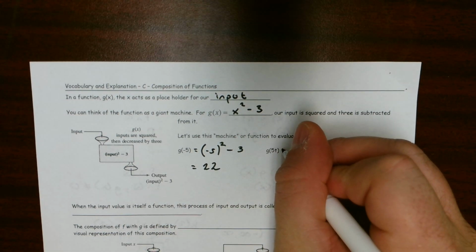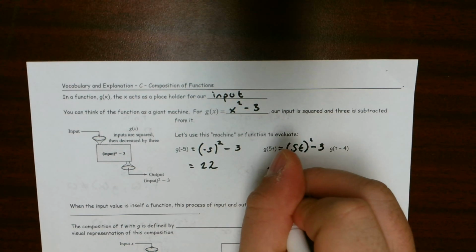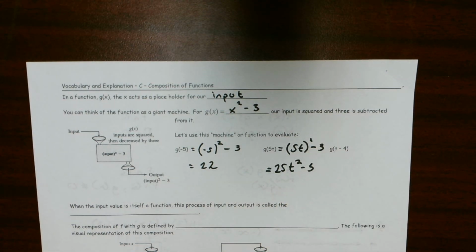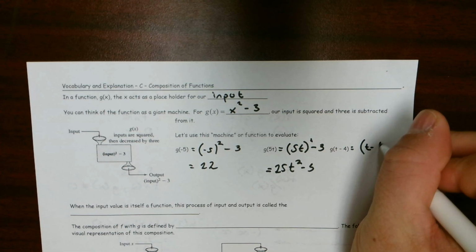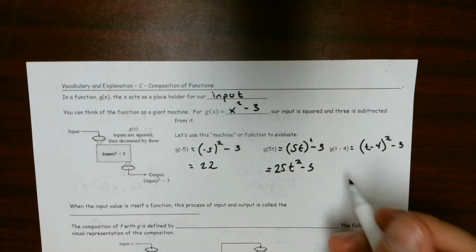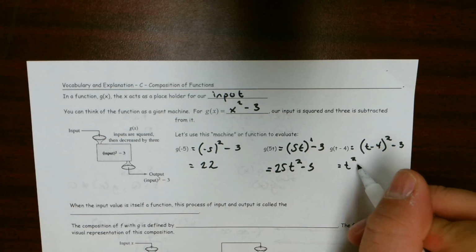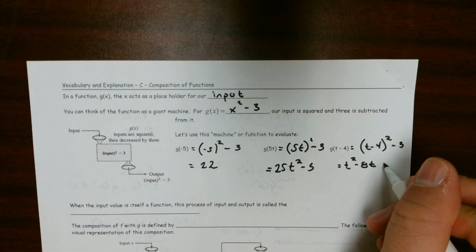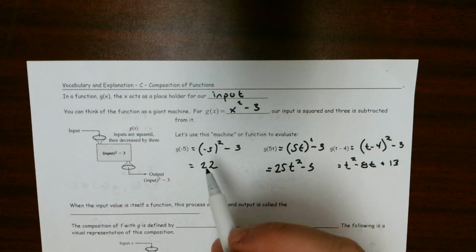If x was 5t, you would take 5t, square it, and subtract 3. You'd end up with 25t squared minus 3. And lastly, if x was t minus 4, you would end up with t minus 4 squared, and then you'd subtract 3. You can probably FOIL in your head and know that you're going to get t squared minus 8t plus 16 minus 3, so this is going to be plus 13. It's just a matter of taking whatever you have inside and plugging it in for x, wherever you see x.